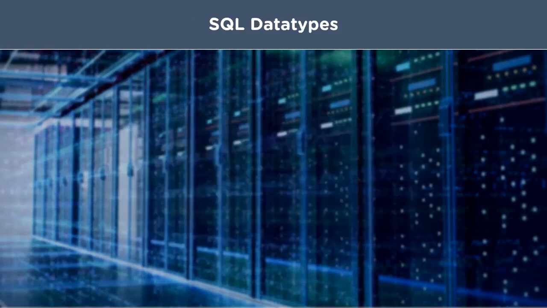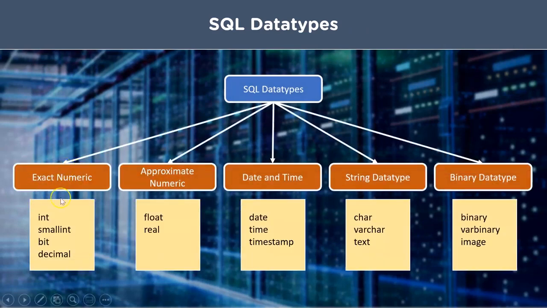Now talking about the various data types in SQL. We have exact numeric, which has integer, small int, bit, and decimal. Then we have approximate numeric, which are float and real. Then we have some date and time data types such as date, time, timestamp, and others. Then we have string data type, which includes char, varchar, and text. Finally, we have binary data types, and binary data types have binary, var binary, and image.